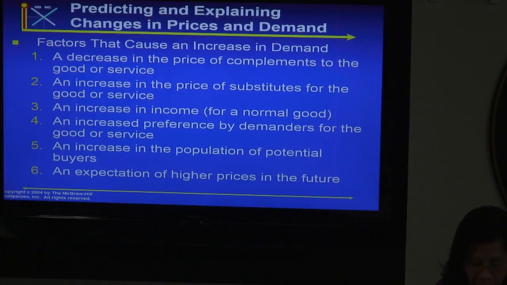Factors that cause an increase, rightward, upward shift in demand. A decrease in the price of complements to the good or service. An increase in the price of substitutes for the good or service. An increase in income for a normal good. An increased preference by demanders for the good or service. An increase in the population of potential buyers, or an expectation of higher prices in the future.